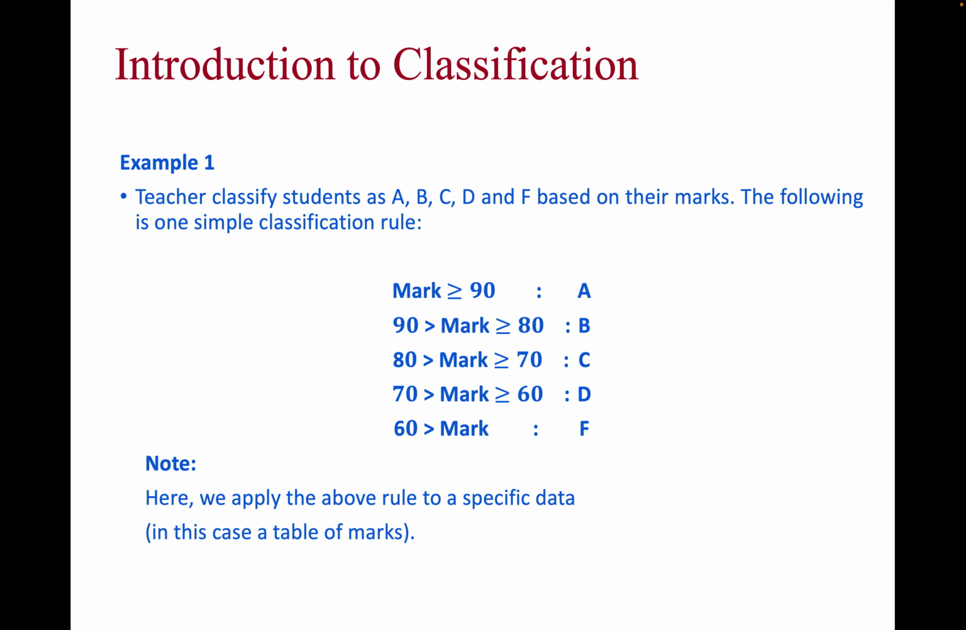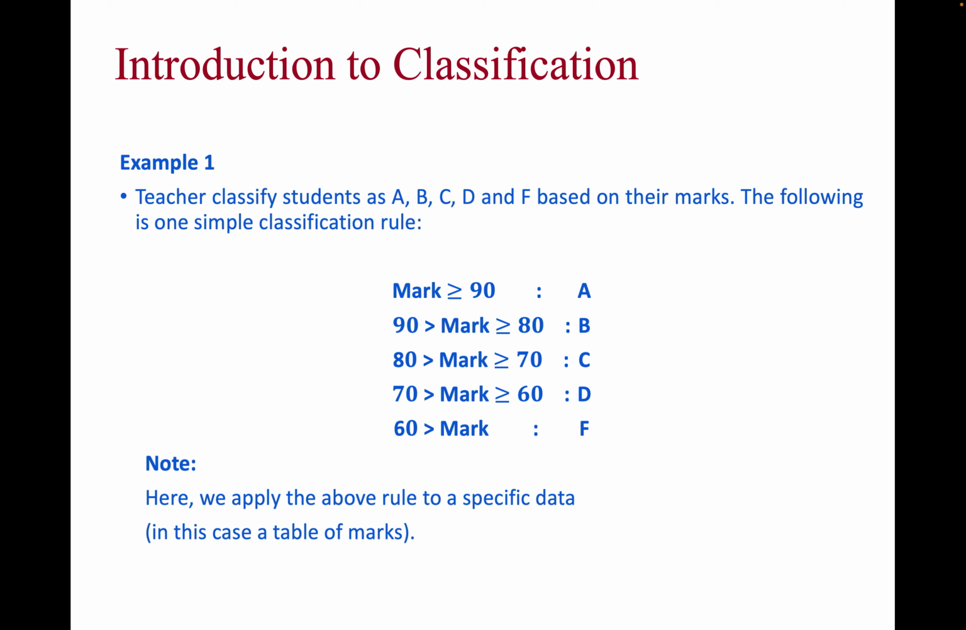ठीक है. Introduction to classification. Example 1. A teacher classifies students A, B, C, D, and F based on their marks. That's discrimination, but okay. The following is one simple classification rule. Basically, classification is discrimination. You are discriminating each class so that you can differentiate them. Okay. So marks above 90 become A, 90 and 80 के बीच में becomes B, 80 70 के बीच में becomes C, 70 and 60 becomes D, and anything less than 60 becomes F.